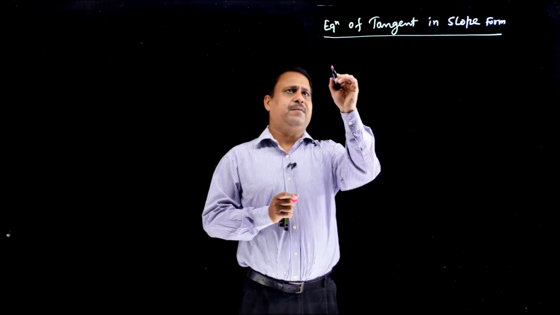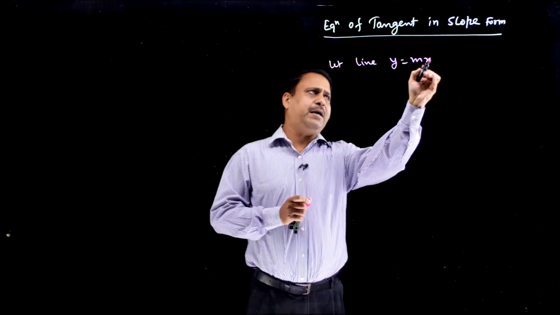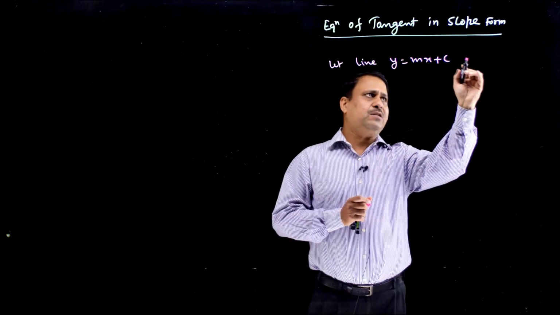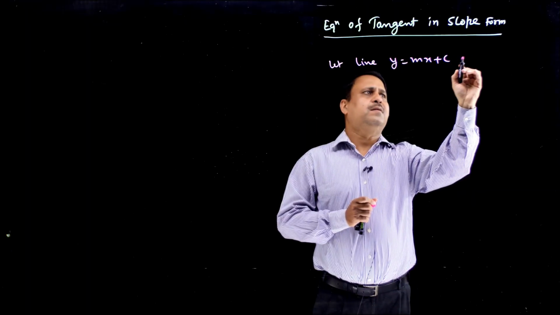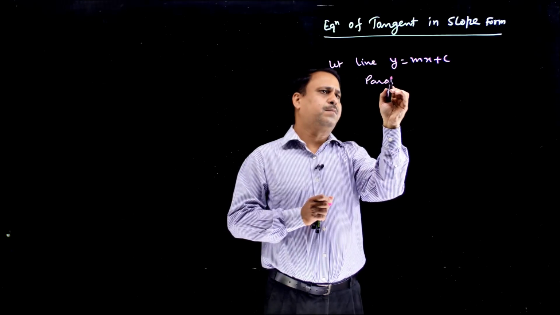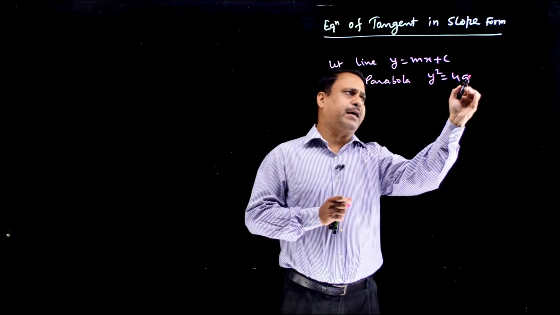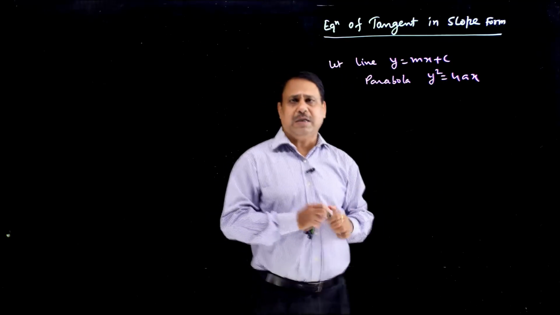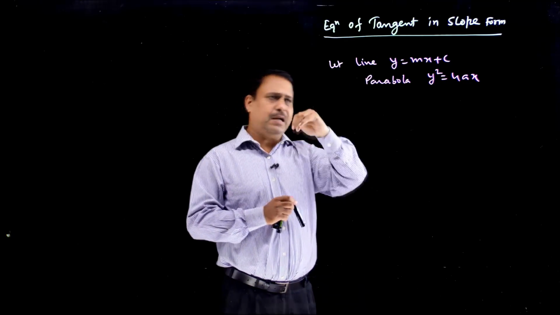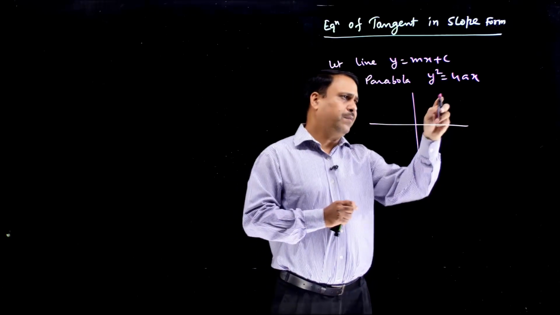Okay, let the line y is equal to mx plus c intersect or touch the parabola y square is equal to 4ax. From here we will get some important conditions. The line is secant, the line is outside, the line is intersecting, the line is tangent. All those conditions we can get from here.